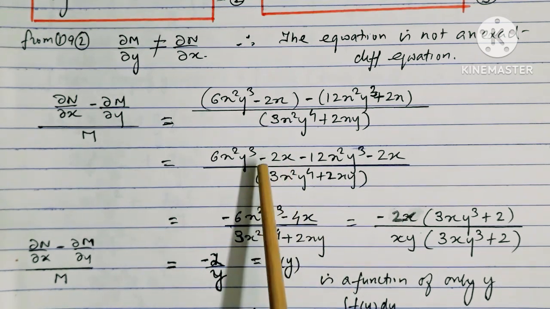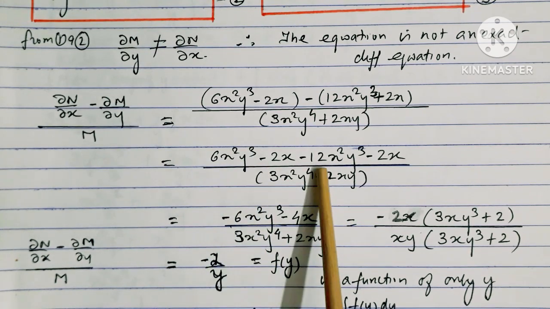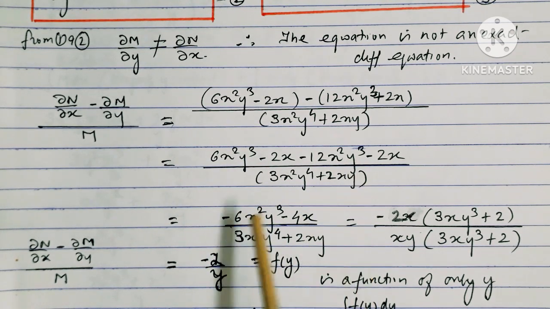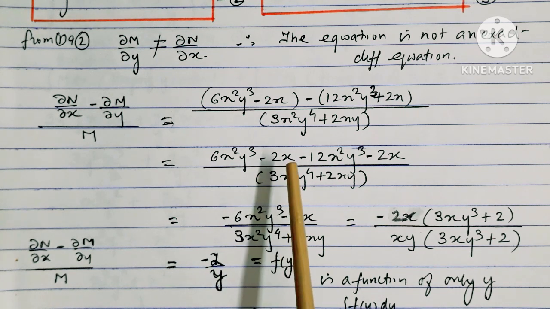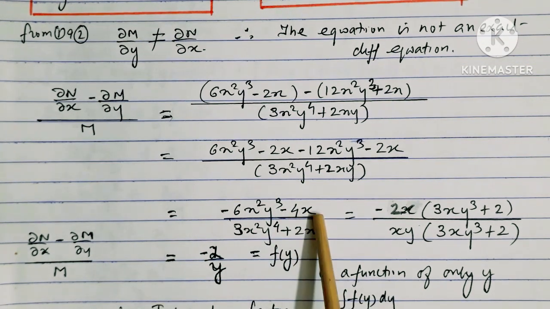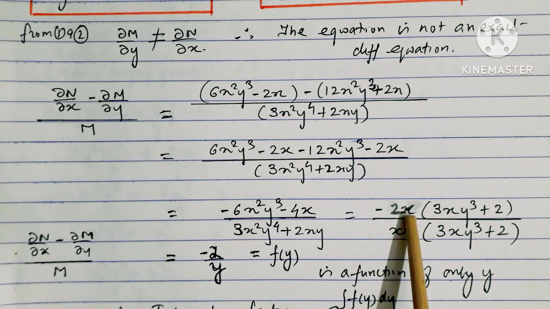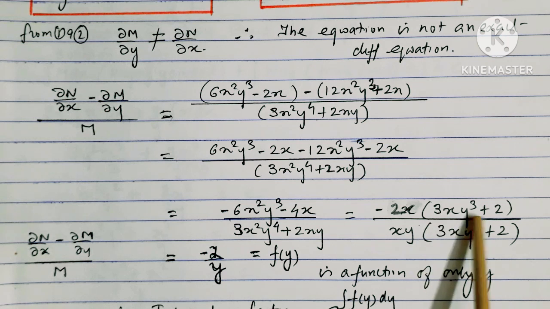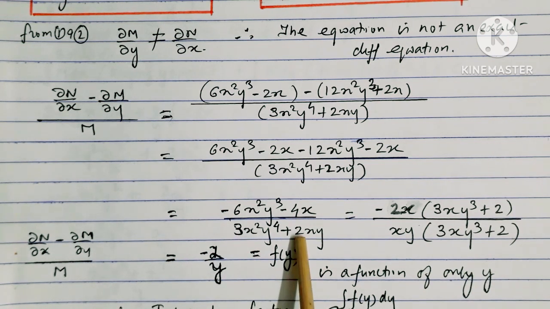Now, 6x²y³ − 12x²y³ will give us −6x²y³, and −2x and −2x would give us −4x, upon 3x²y⁴ + 2xy. Now in the numerator we can pull out −2x common. So this would be −2x into (3xy³ + 2), and in the denominator we can pull out xy common. So this would be equal to xy into (3xy³ + 2).